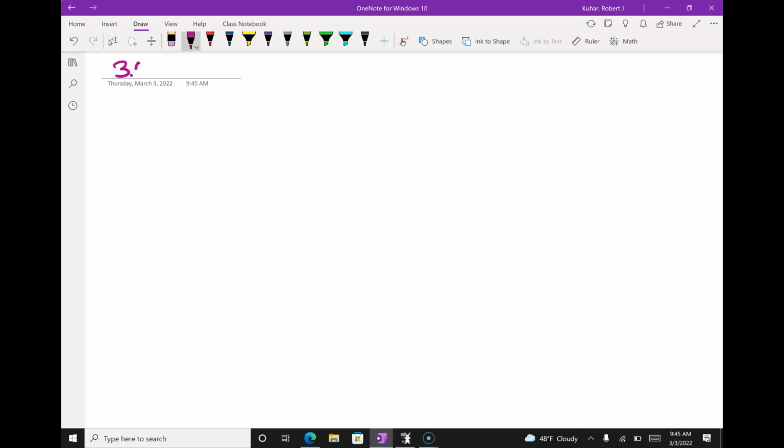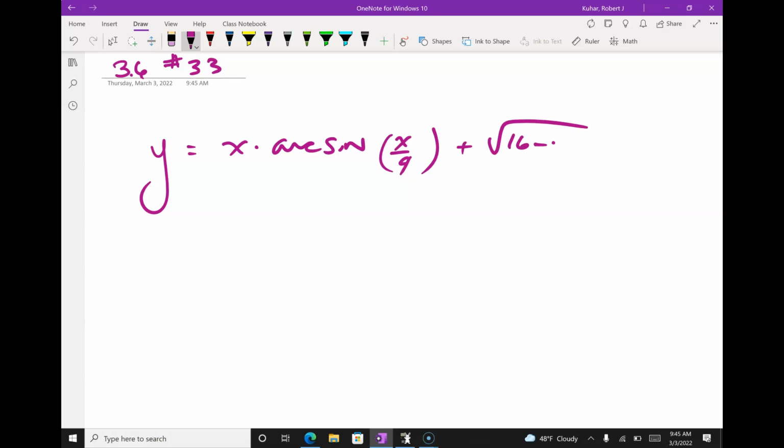So 3.6, number 33. I've got y equals x times the arc sine of x over 4 plus the square root of 16 minus x squared, right? So find y prime and y prime of 2, right? So find the slope at 2. Yes, you with me? This is an x over 4.